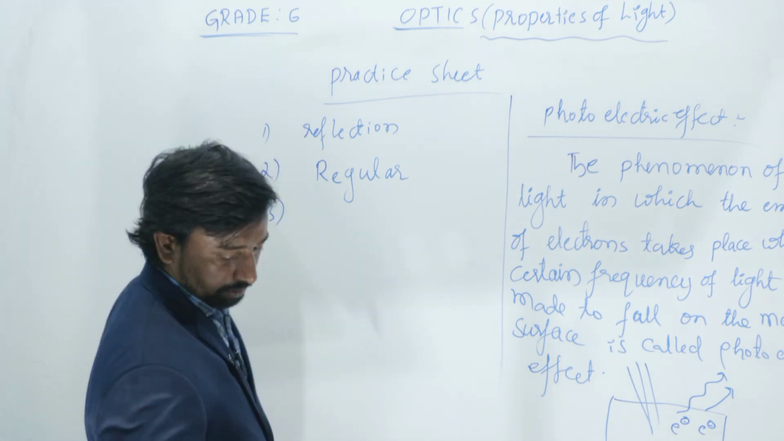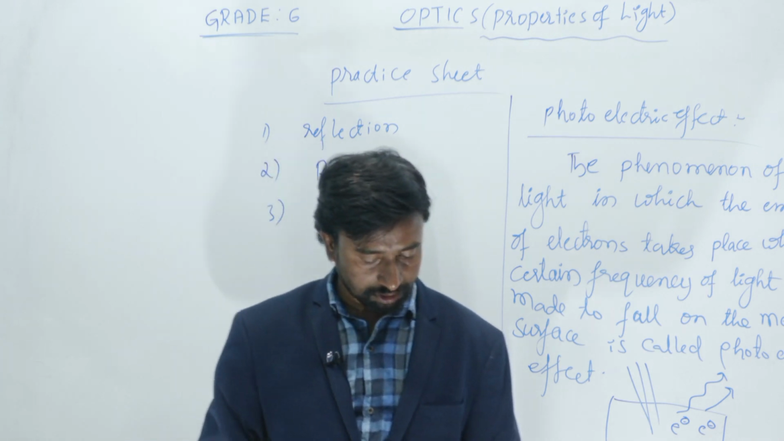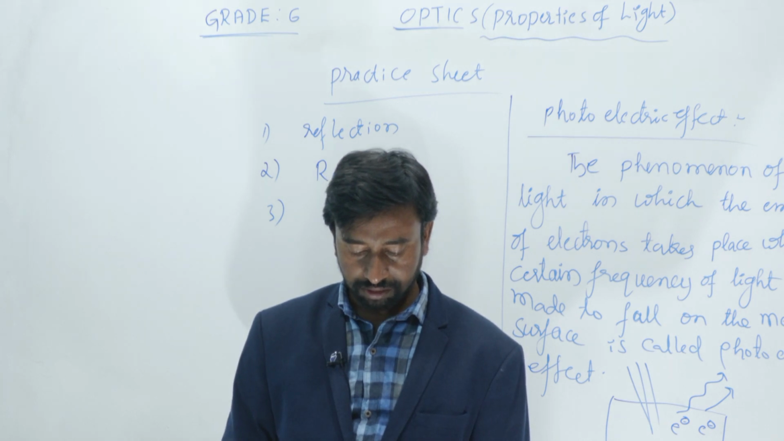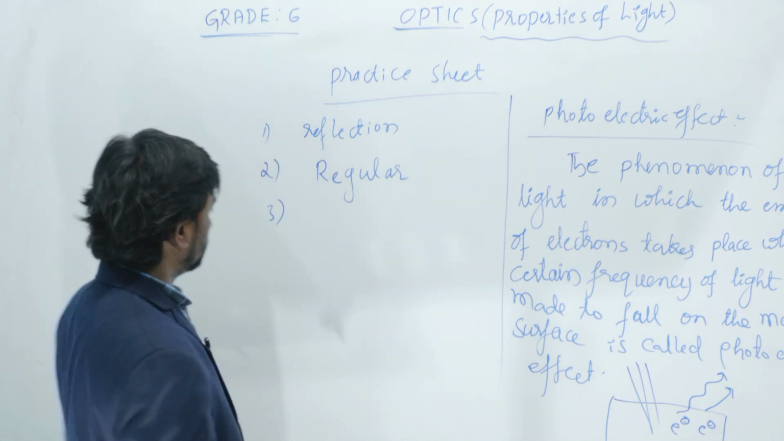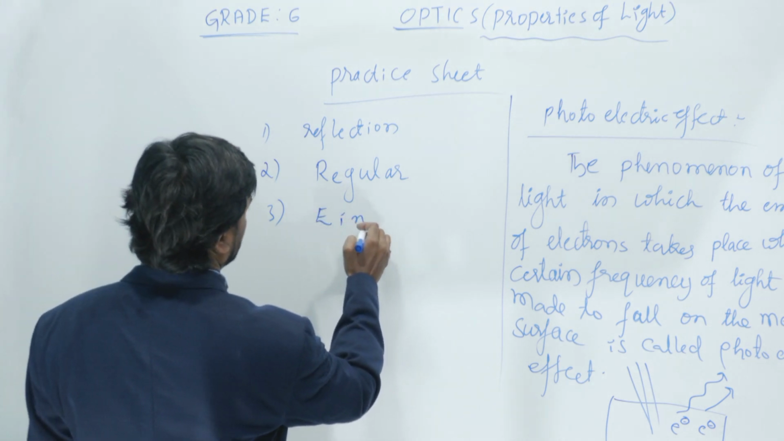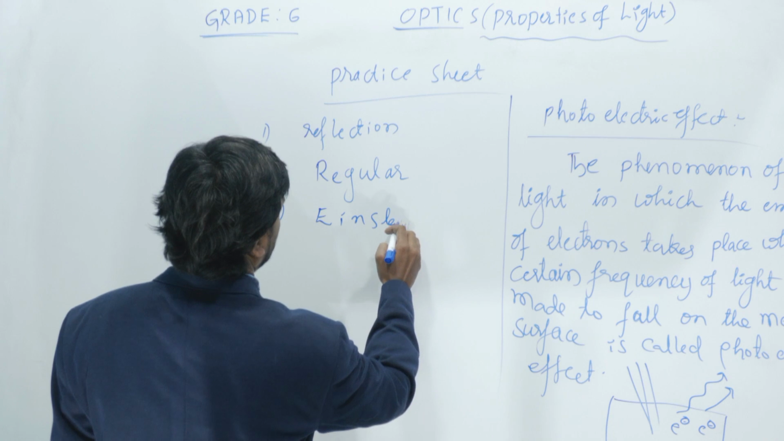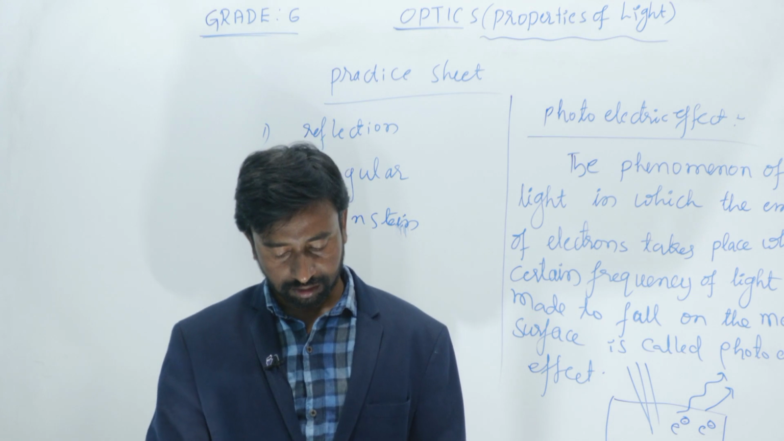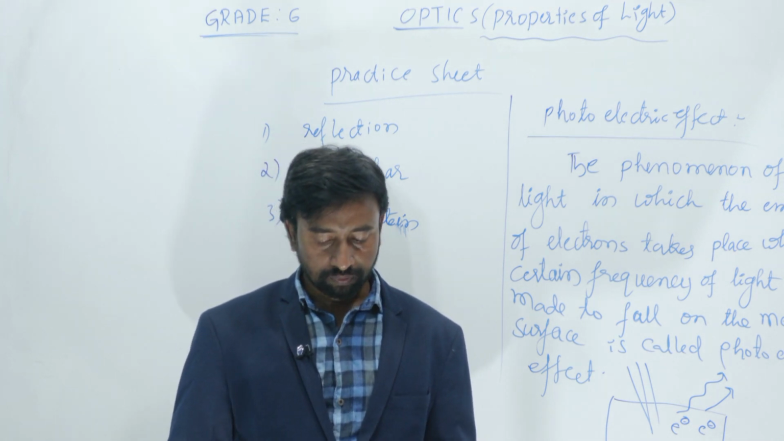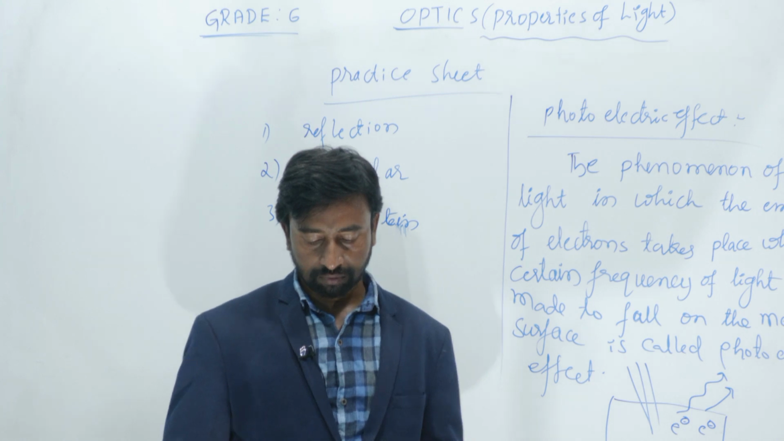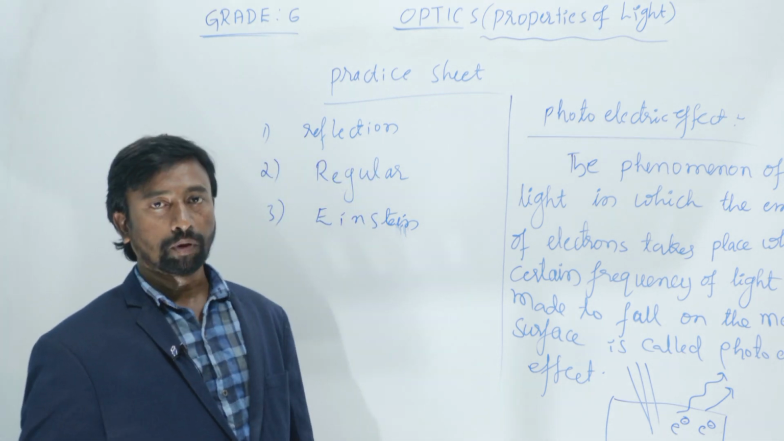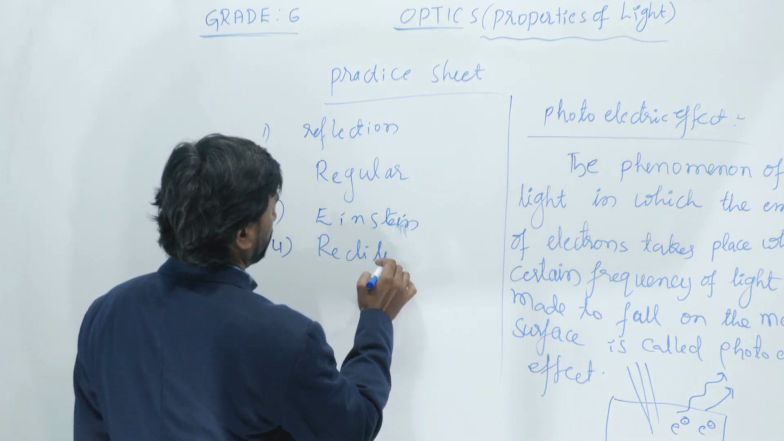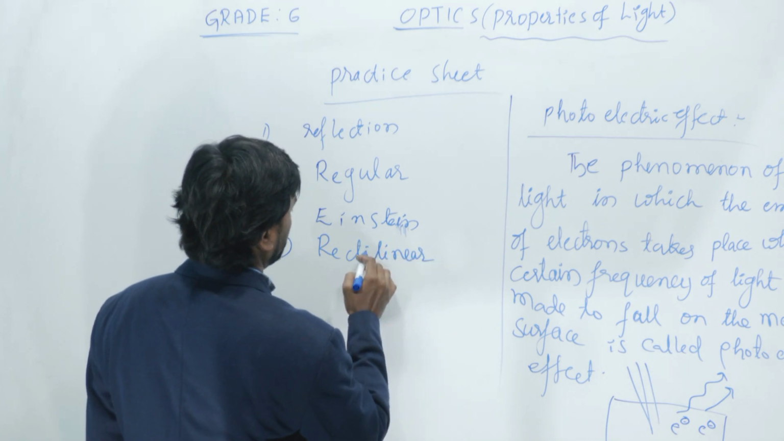Now here they are asking who invented this. It was invented by the scientist Einstein. The photoelectric effect was invented by Einstein. The next, fourth one: the shadows are formed due to the characteristics of. It is the rectilinear propagation of light. So the fourth one is rectilinear propagation of light.